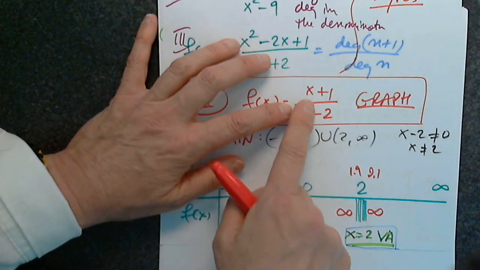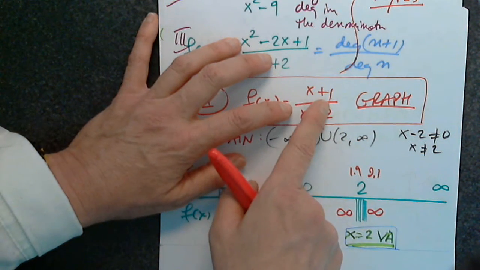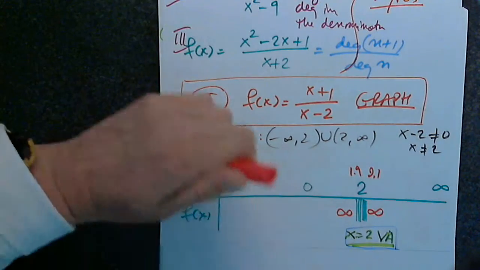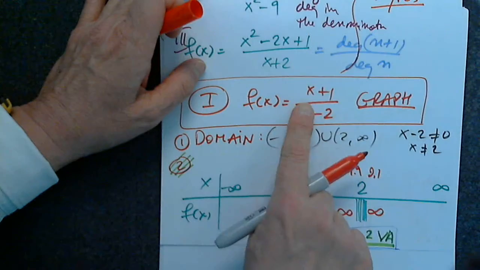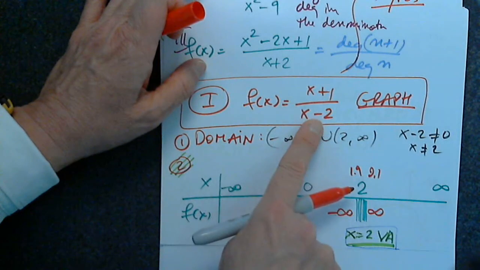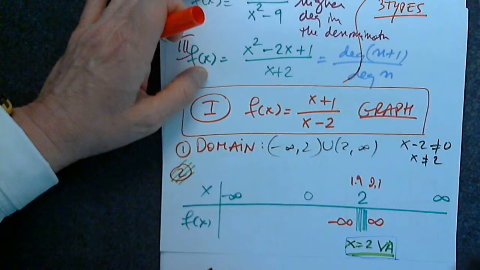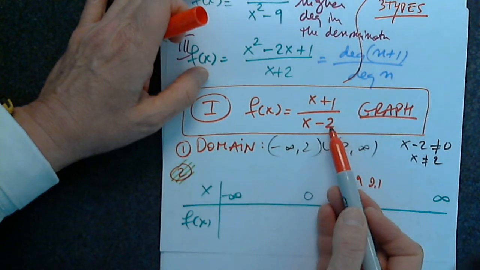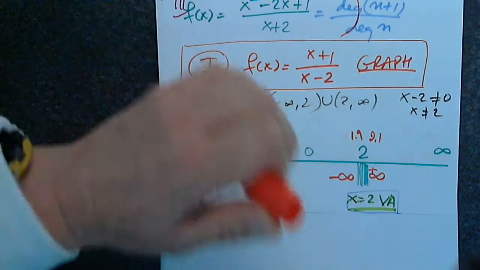So let's plug in 1.9 in the function. Don't calculate anything. I only need the sign. 1.9 plus 1, sign. 1.9 minus 2, positive over negative. 1.9 plus 1 is positive. 1.9 minus 2 is negative. Positive over negative is negative. And the next one is both positive. 2.1 plus 1 is a positive number. 2.1 minus 2 is a positive number. Positive over positive will be positive. That's all I need to know.